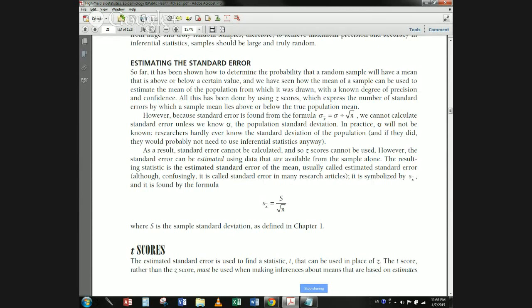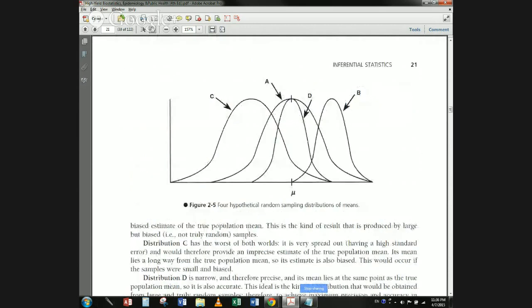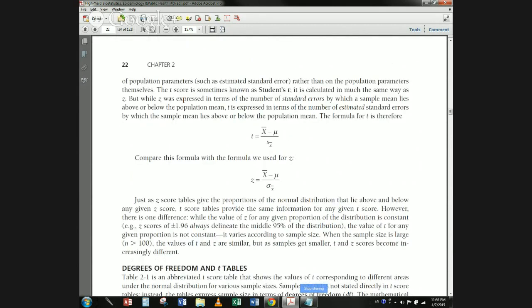T-scores. The estimated standard error is used to find the statistic t that can be used in place of z. The t-score rather than the z-score must be used when making inferences about means that are based on estimates of population parameters, such as estimated standard error, rather than on the population parameters themselves. The t-score is sometimes known as Student's t.